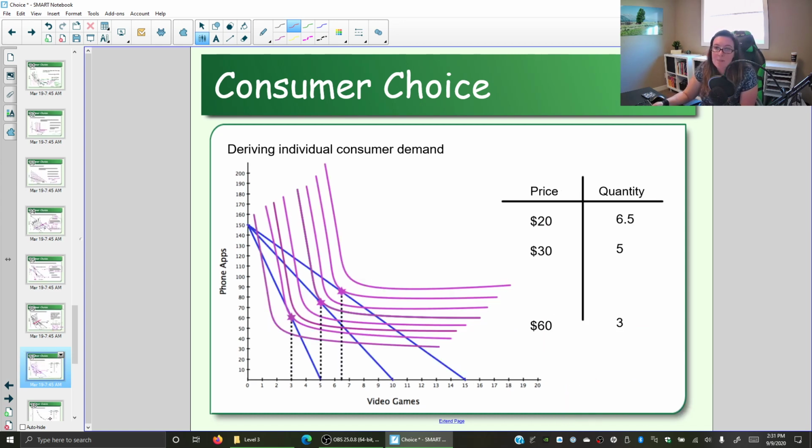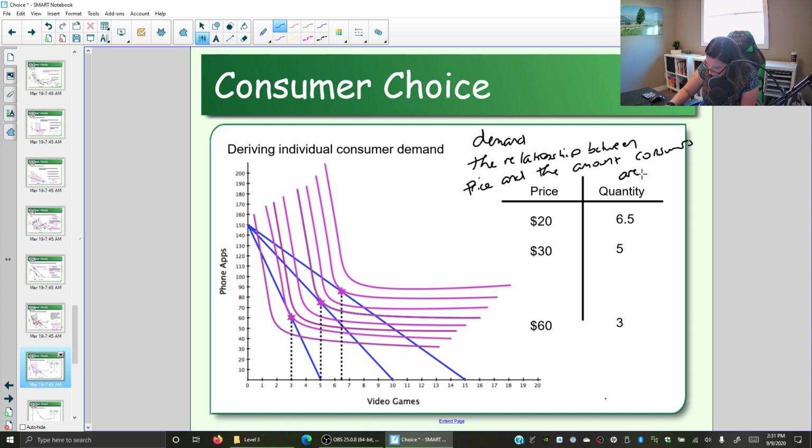Because when we look at demand, let's write this out. So demand is the relationship between price and the amount consumers are willing and able to buy. So what we're doing is we're deriving demand, and the first thing we've created here is what is called a demand schedule.